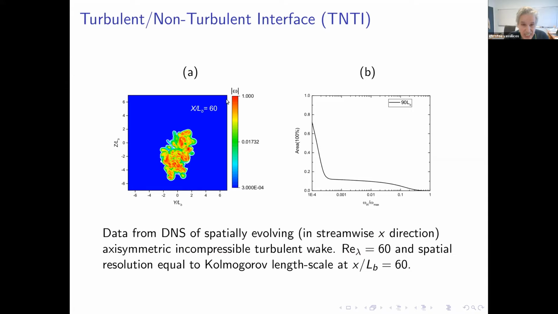LB is the size of the object, calculated as the square root of the area of the object. So we are going to be using this way of identifying this interface, or more actually of identifying an isoentropy surface, which represents the interface because it's within this white line. By the way, the Re lambda is 60. It's not enormous, but these simulations are not necessarily easy to do, particularly at higher numbers, so that's what we get.